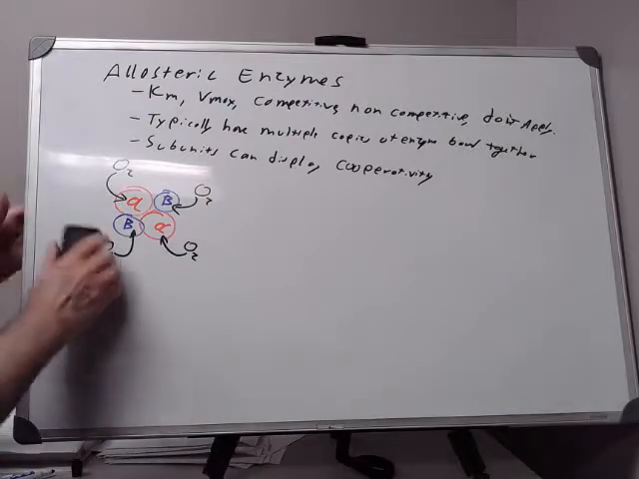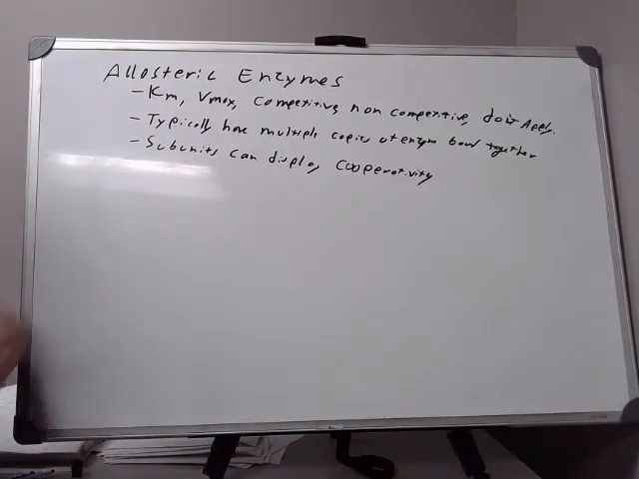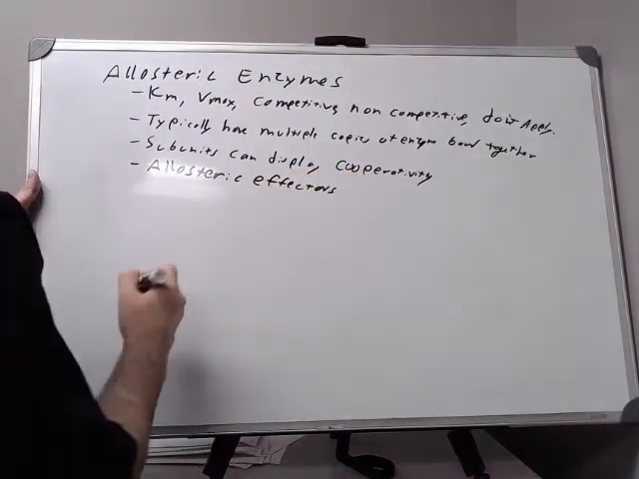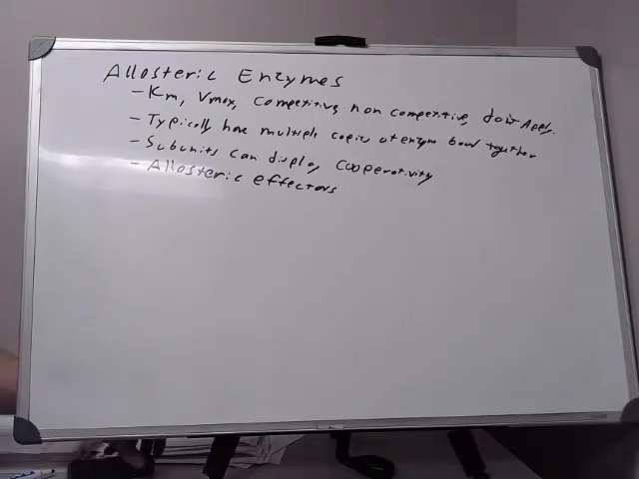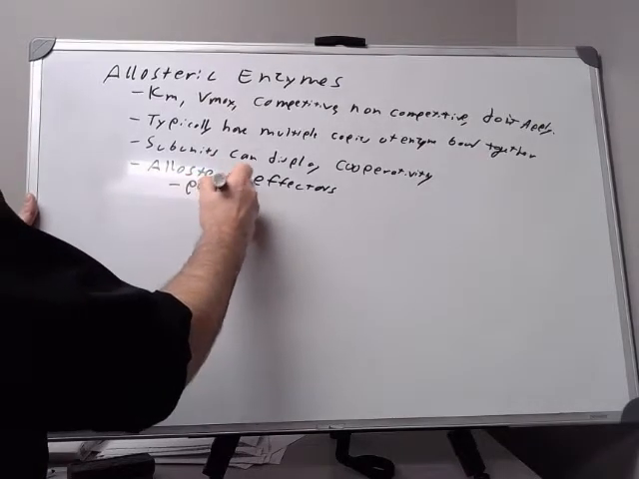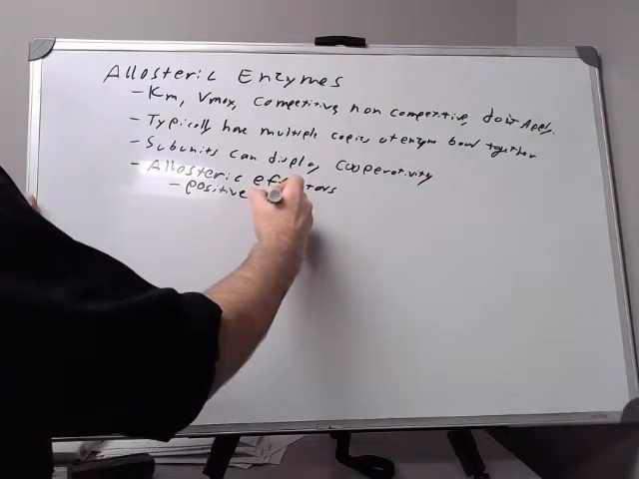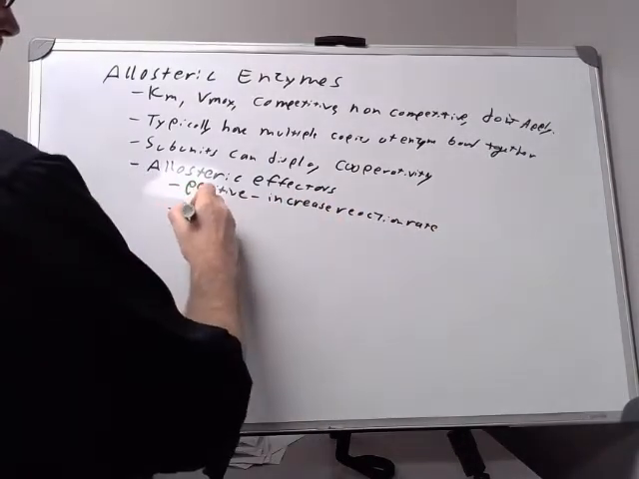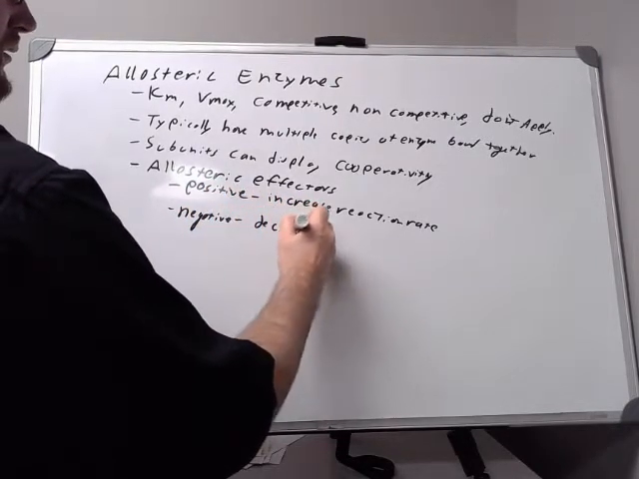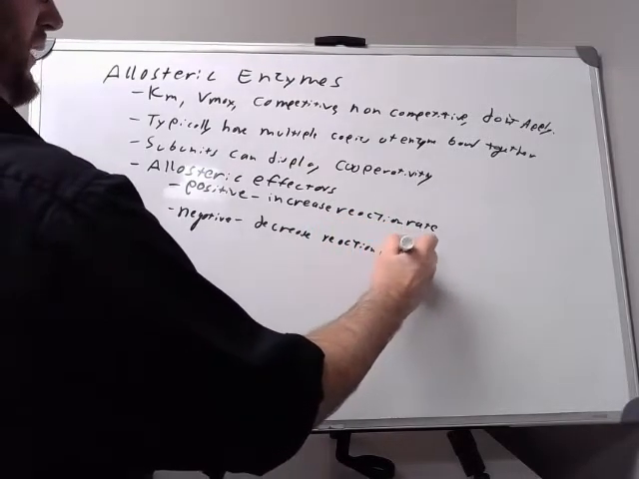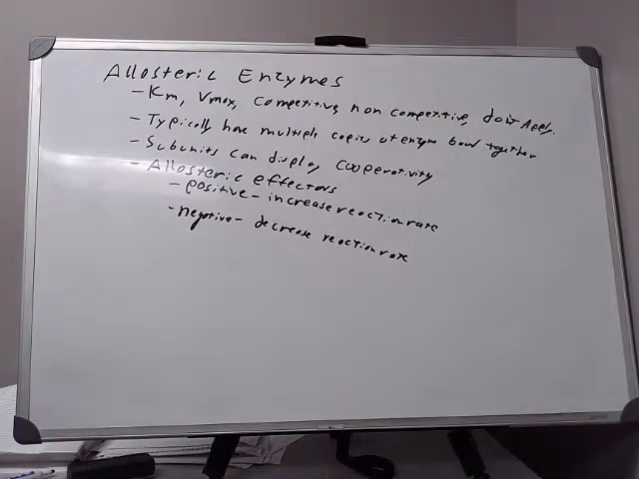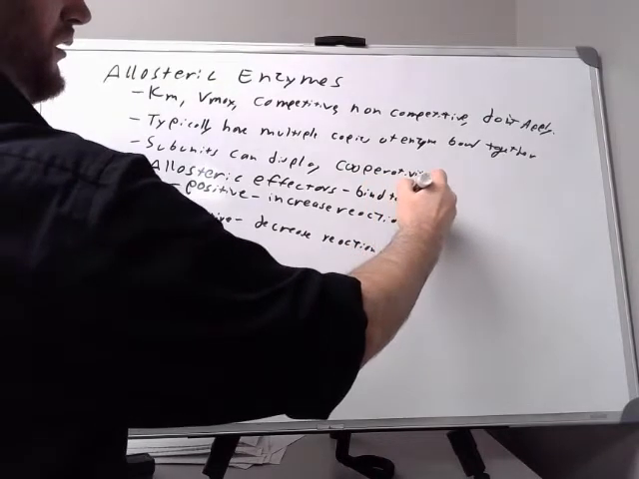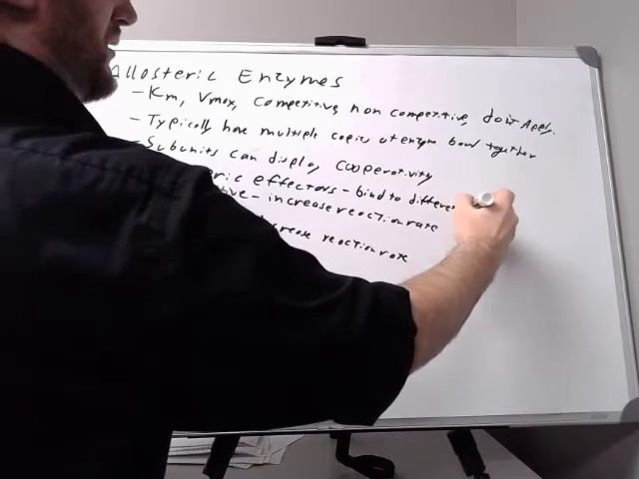But anyway, allosteric enzymes are oftentimes affected by allosteric effectors. And an allosteric effector can be positive or negative. Positive allosteric effectors increase the reaction rate. And negative allosteric effectors decrease reaction rate. And similarly to what we saw with non-competitive inhibitors with the Michaelis-Menten enzymes, the allosteric effectors bind to other binding sites. They do not bind to the same binding site as the substrate.